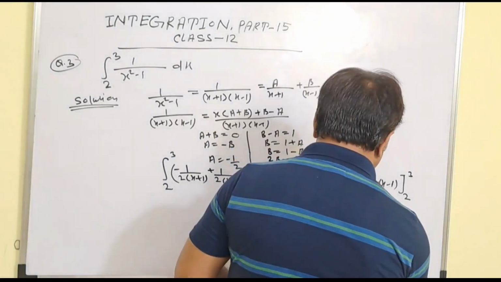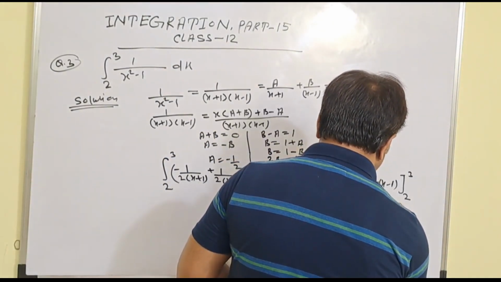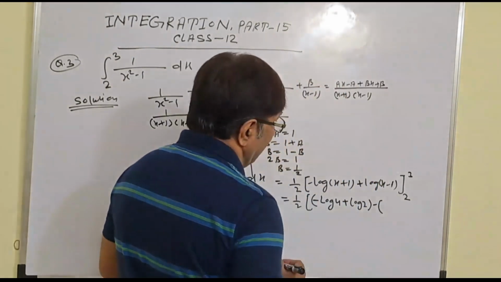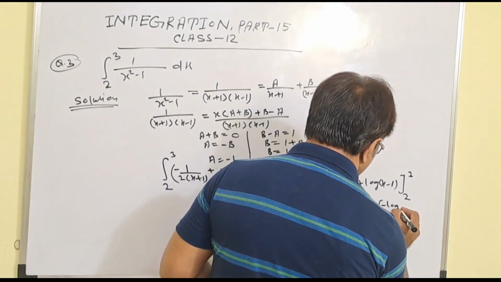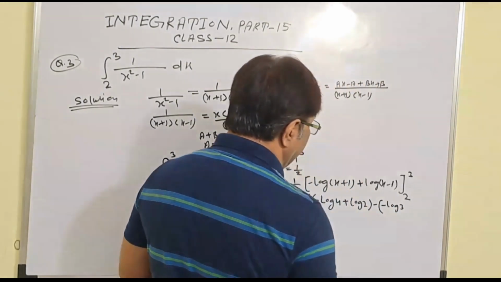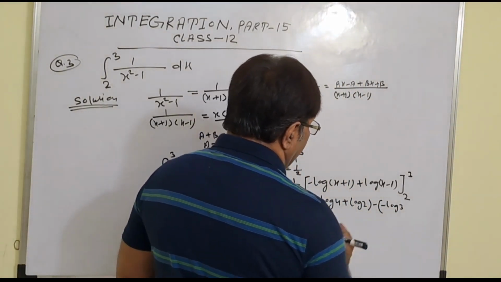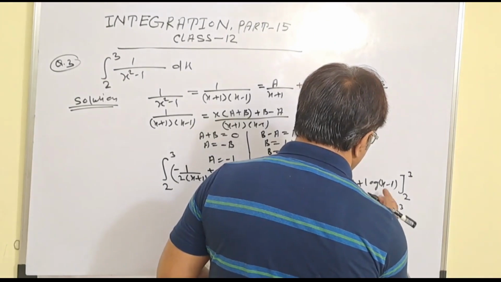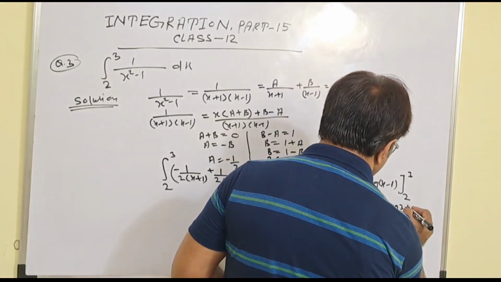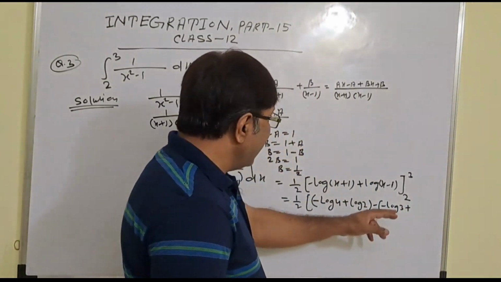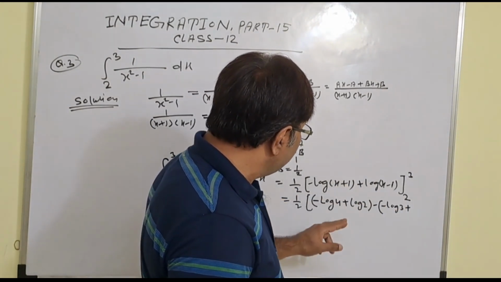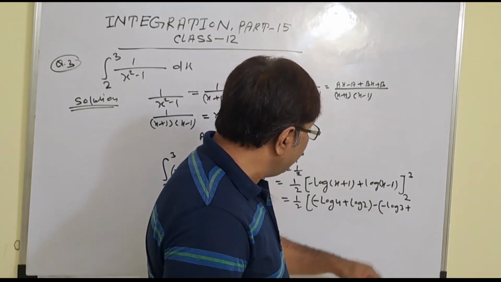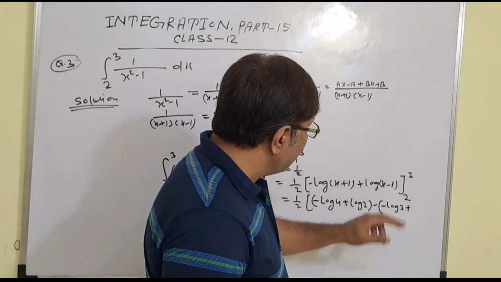Now here again this is minus and now we are putting 2. So it is minus log 3 and here log 1. So this is minus. Now we are putting x equal to 2, so 2 plus 1 is 3. So this is minus log 3, and here log (2 minus 1), that is log 1.